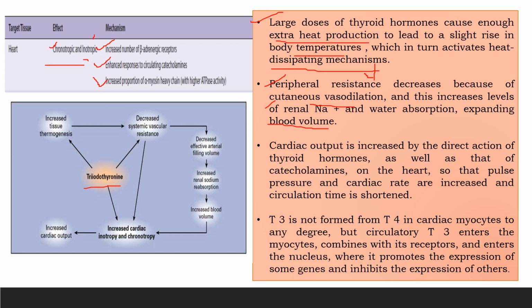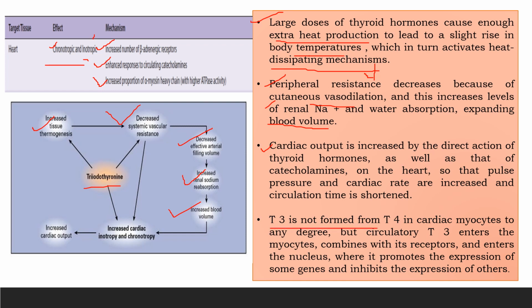So this is our T3. It is increasing thermogenesis and there will be decreased systemic vascular resistance and decreased effective arterial filling volume. So there is more renal sodium and water reabsorption and increased blood volume, and this will contribute to the increased cardiac output. In addition to that, cardiac output is also increased by the direct action of the hormone. How is it doing that? We are coming to that later.